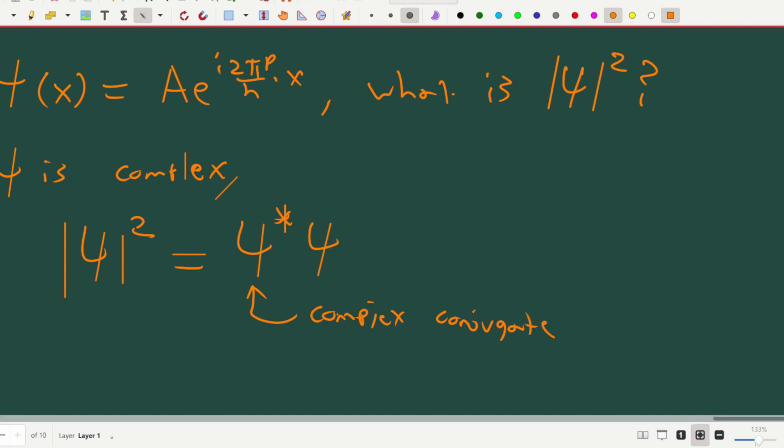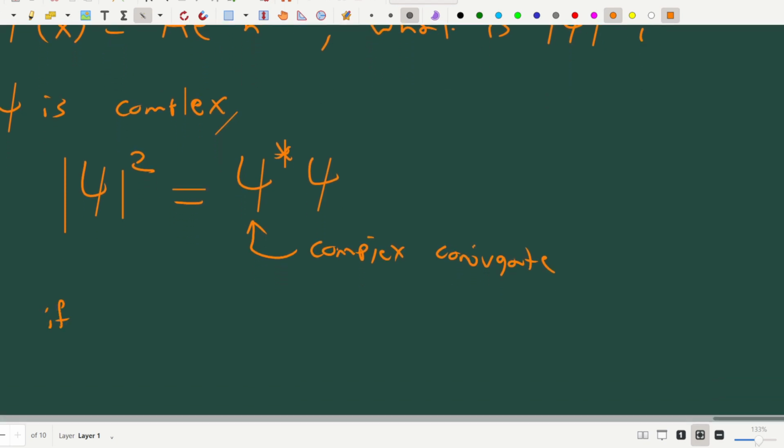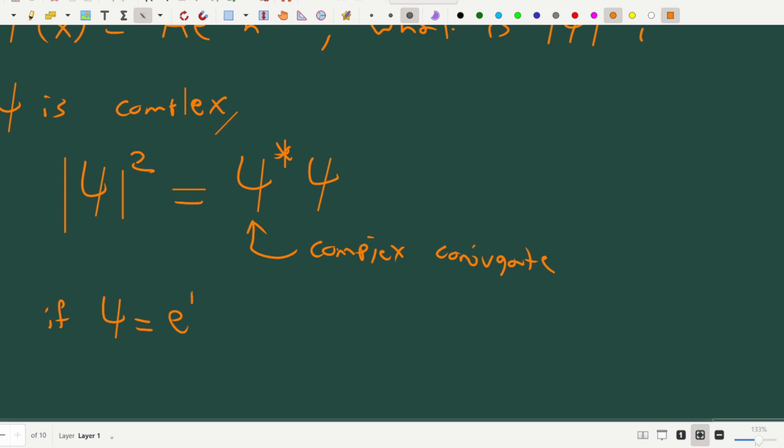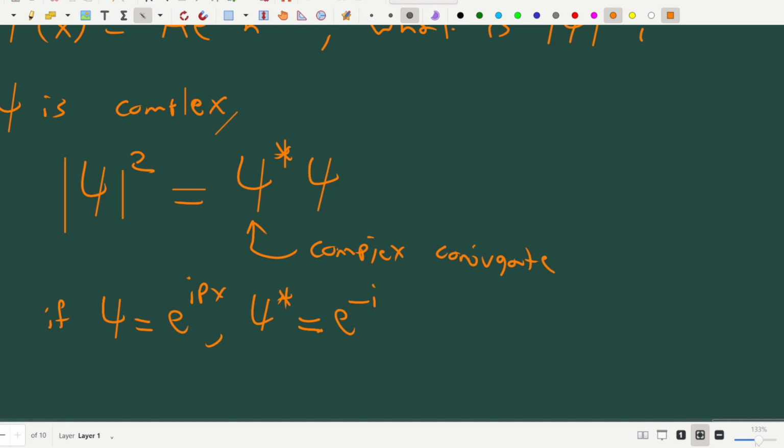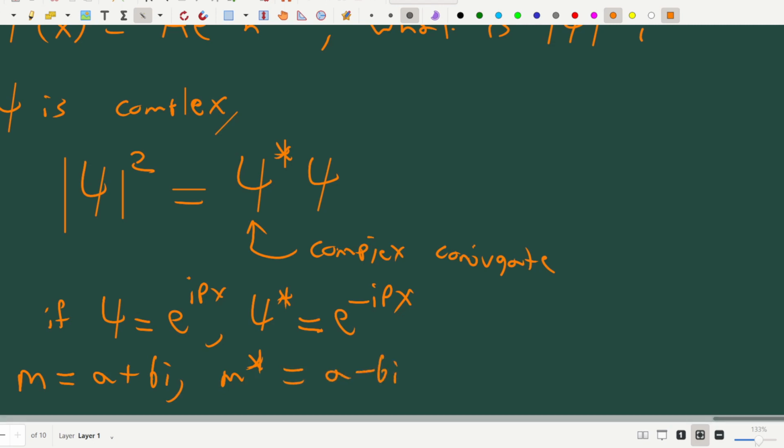It's really easy to calculate complex conjugates. If psi is equal to e to the iPX, then for psi star, all you do is take the i's and make them negative. Psi star is going to be e to the minus iPX. So anytime you see this complex conjugate notation, that means you take all the i's and flip the sign. For instance, if m is a plus bi, a complex number, then m star is a minus bi.